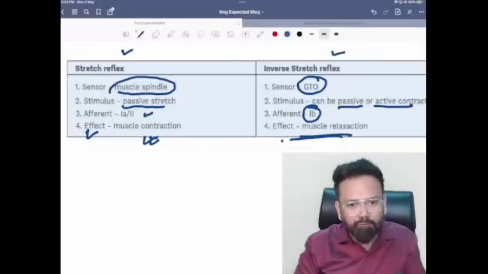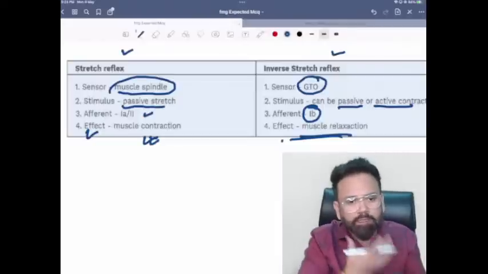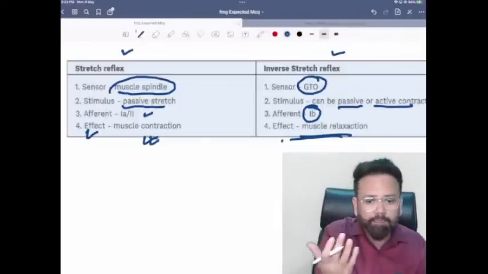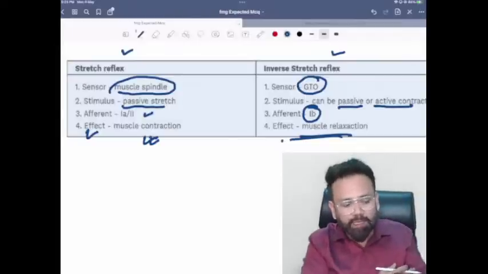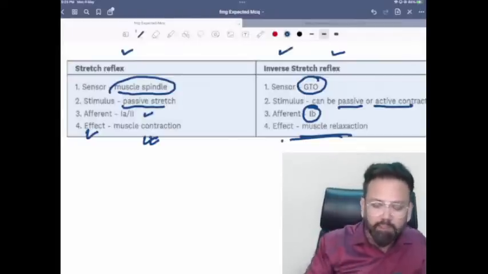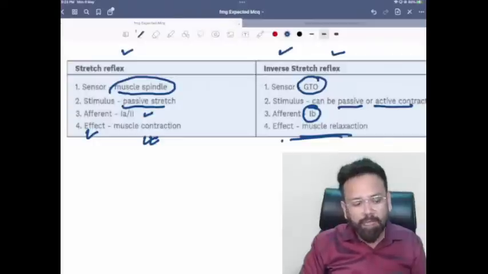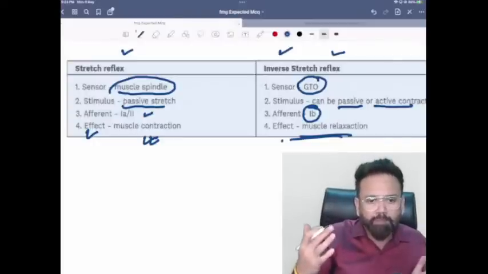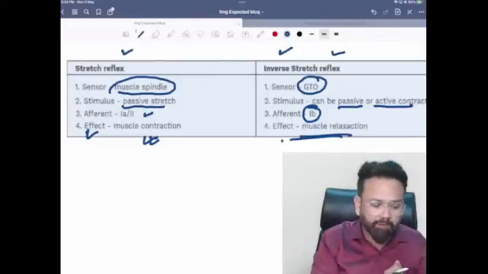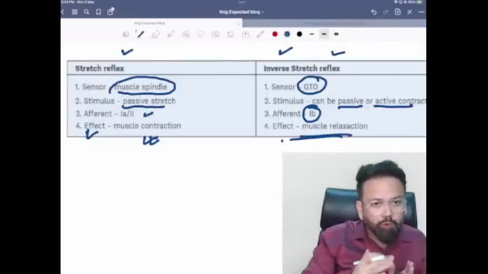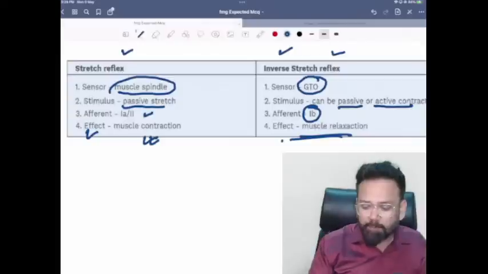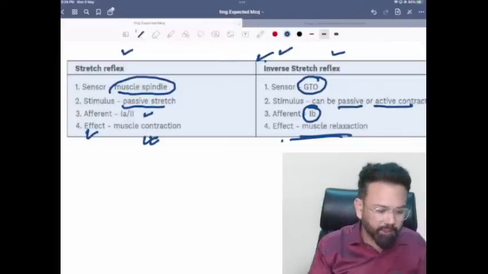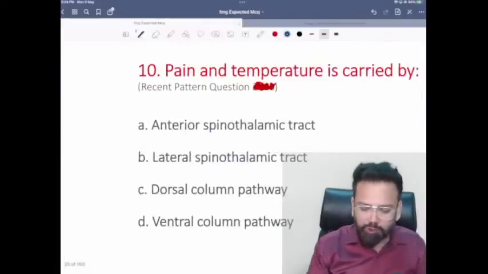If you are lifting some weight, and you keep on increasing the weight, the muscle will contract. But if you exceed the limit, the muscle will relax. And that is called inverse stretch. As you keep on increasing the weight, the muscle keeps on contracting. That is called stretch reflex. But as you increase the load, a time will come when the muscle will relax, and that is called inverse stretch reflex. Okay, next question.